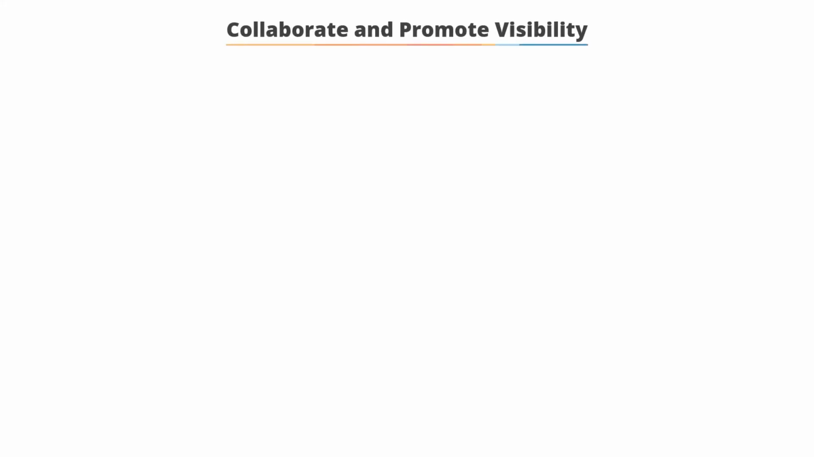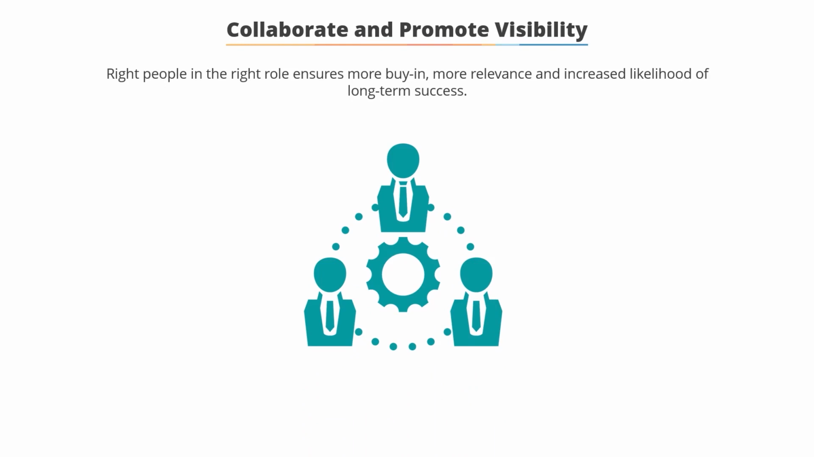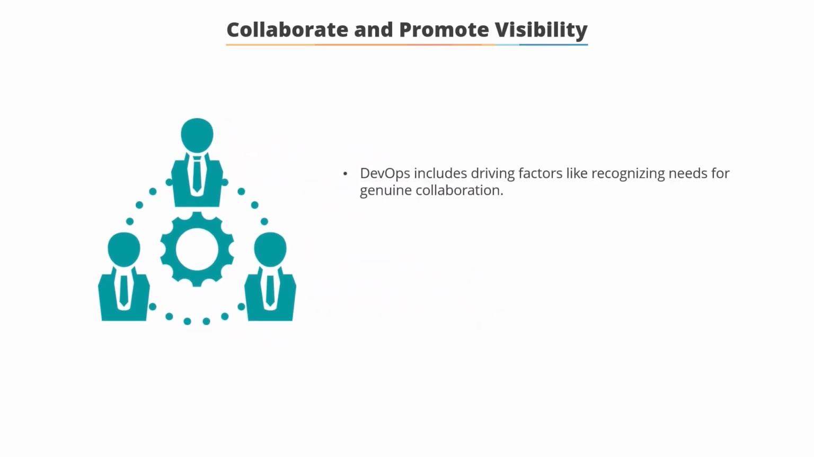Let's move on to our next guiding principle, collaborate and promote visibility. When initiatives involve the right people in the correct roles, efforts benefit from better buy-in, more relevance because better information is available for decision-making, and increased likelihood of long-term success. Recognition of the need for genuine collaboration has been one of the driving factors in the evolution of what is now known as DevOps. Without effective collaboration, neither Agile, Lean, nor any other ITSM framework or method will work.